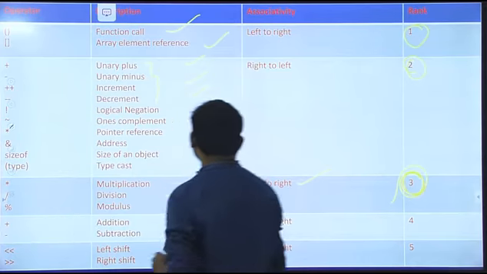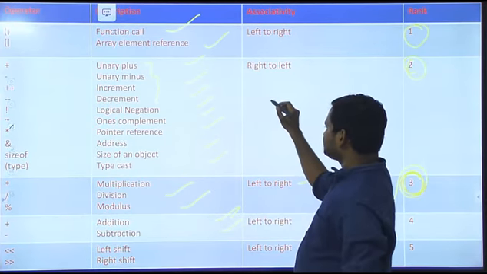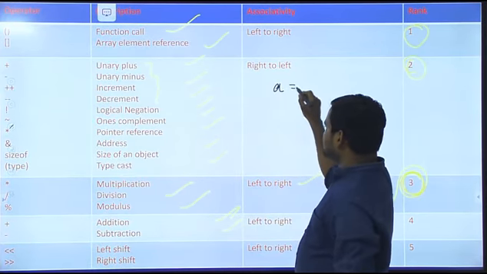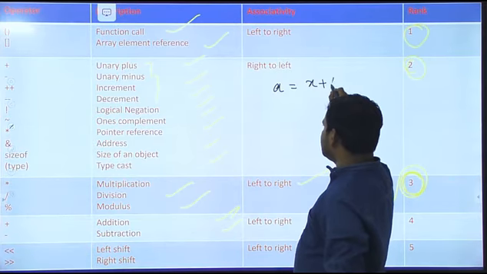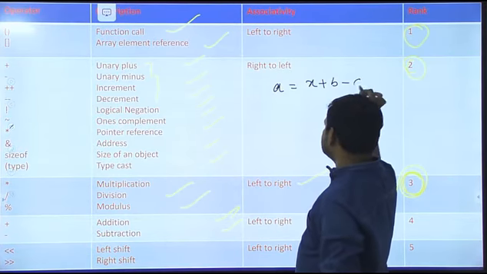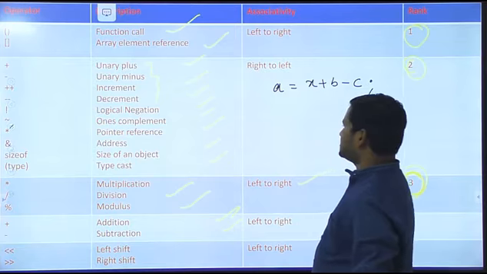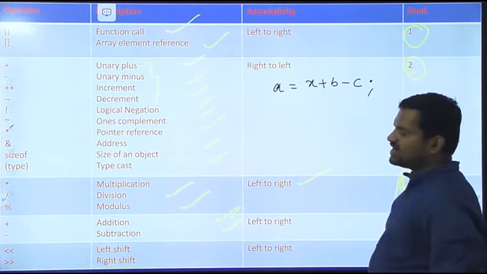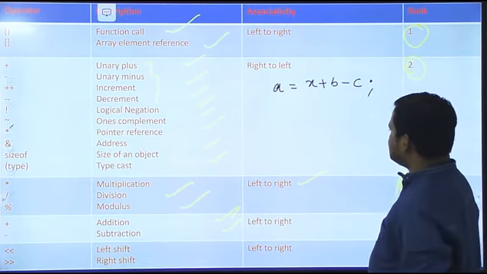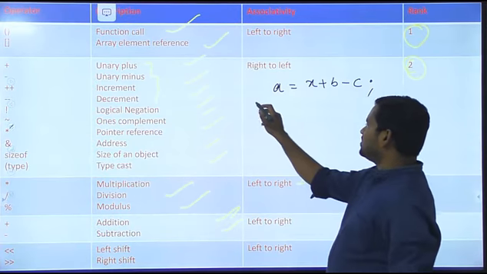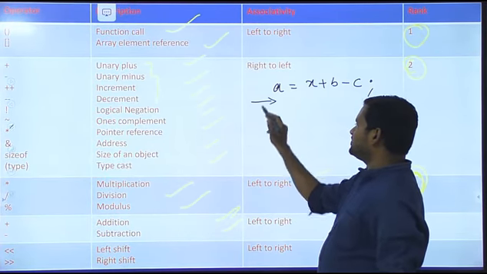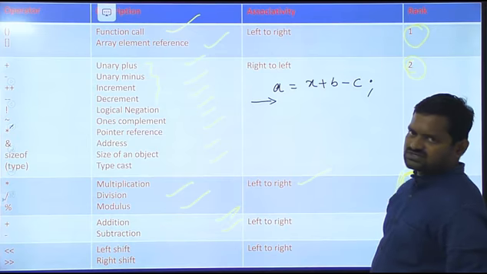For example, see this expression: a is equal to x plus b minus c. This is an expression. In this expression, what is the default associativity? From left to right association.